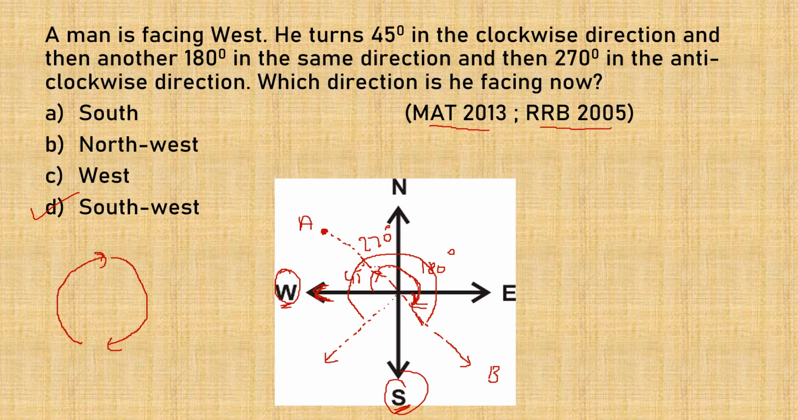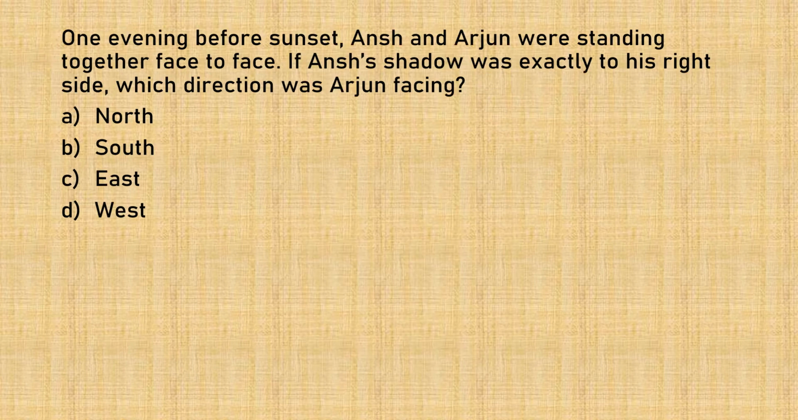A quick recap of this question, because I don't want any confusions here. The man moves 45 degrees in the clockwise direction, then again 180 degrees in the clockwise direction. And after that, he turned around and moved 270 degrees in the anti-clockwise direction, finally reaching point C. That means he is now facing towards point C, and the direction that he is facing is the southwest direction. Moving towards the fourth and the last question for this video.